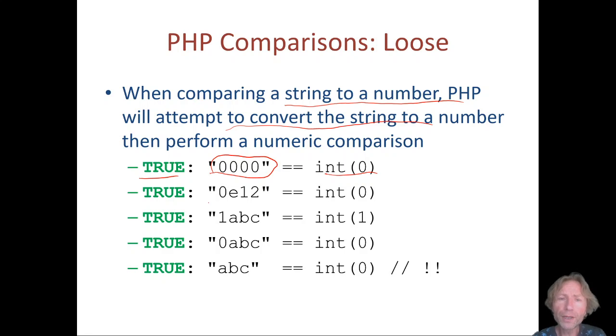Likewise, if we compare this string, 0e12, to an integer value 0, the result will be true. Okay, that's a little weird, but it gets weirder when we compare 1ABC in double quotes to the integer value 1. This is also considered to be the same on the loose comparison. Likewise, 0ABC will be equivalent to an integer 0. And perhaps most bizarre of all, the string ABC, if we compare that to integer 0, the result will also be true. Isn't that surprising?